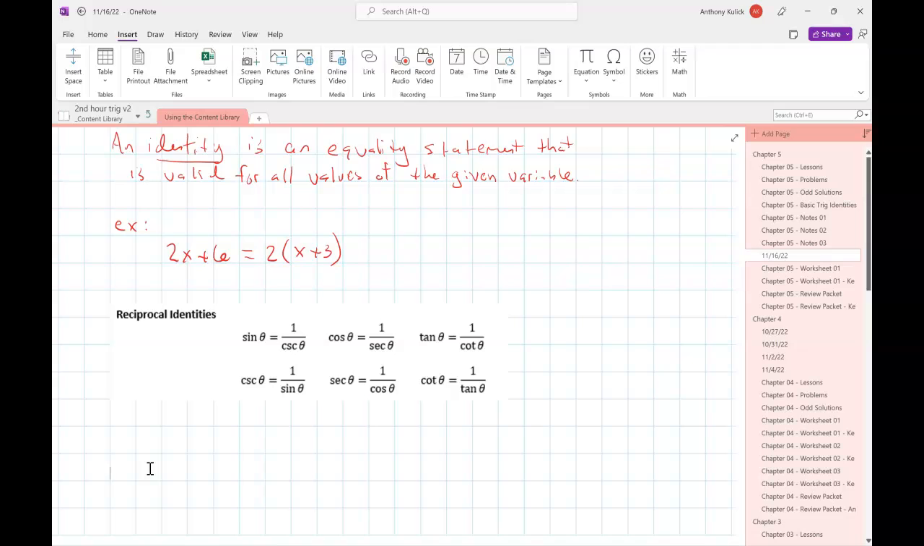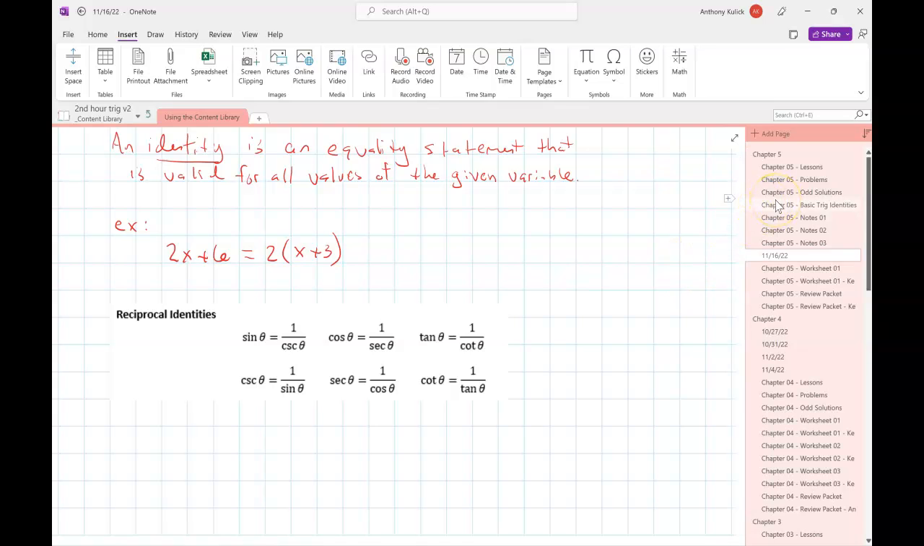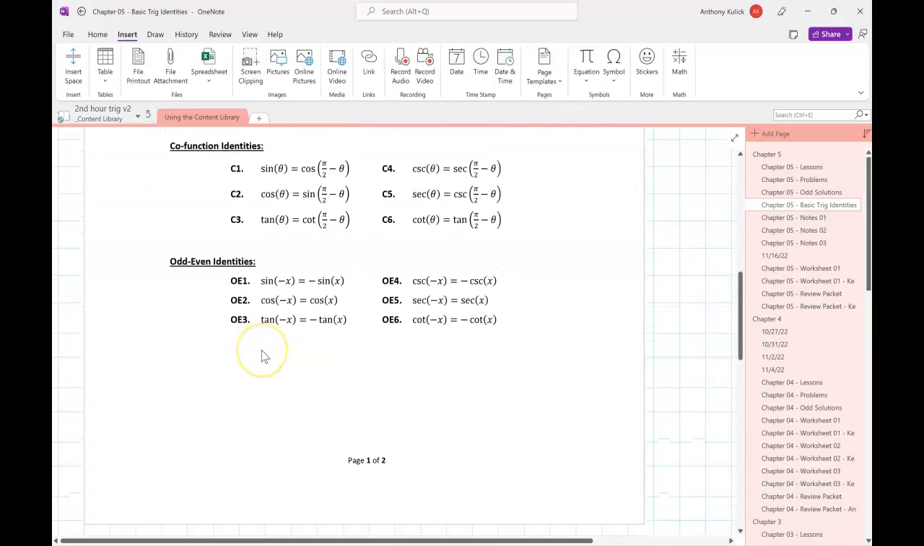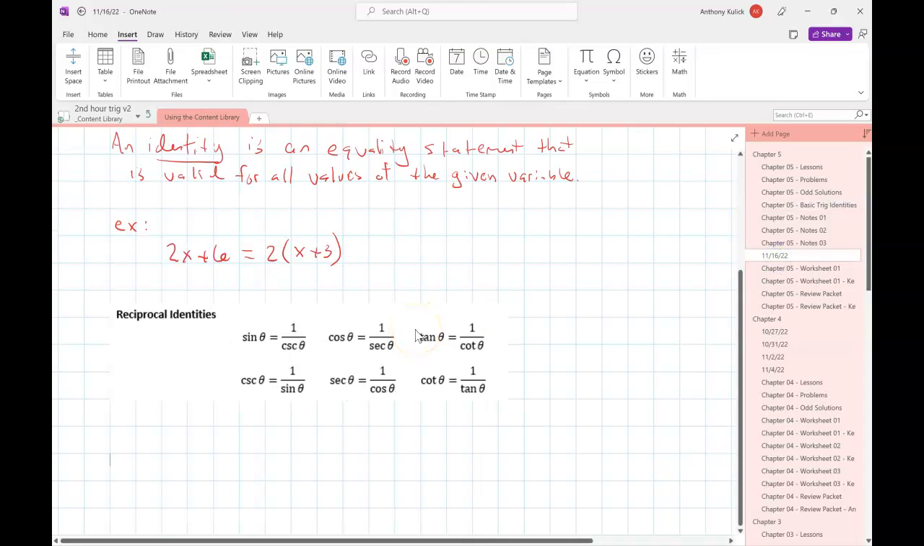Our next set of identities, and just FYI here, guys, all these identities that I'm dropping in, I've already collected together for you on this sheet. They're already on this basic trig identity sheet in the OneNote. Just FYI.